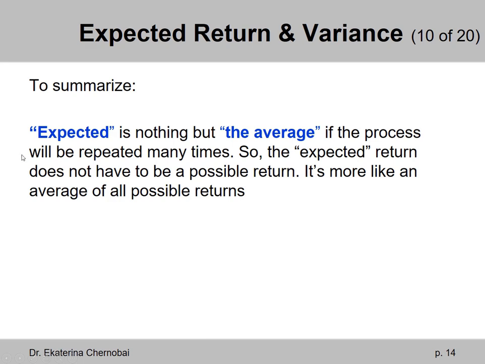So to summarize, expected is kind of like the average, it is nothing but the average, if the process will be repeated many times. So the expected return does not have to be a possible return. It's more like an average of all possible returns.